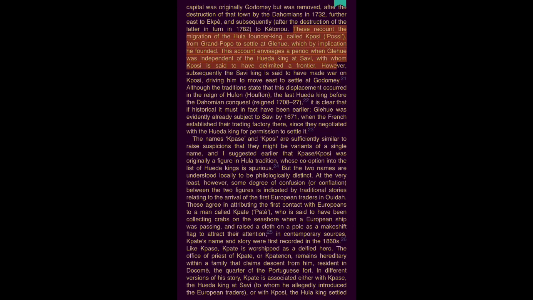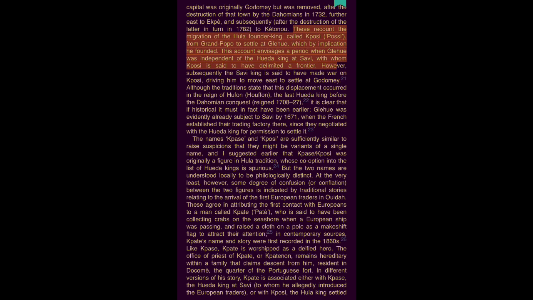whose capital was originally Gadami, but was removed after the destruction of that town by the Dahomeans in 1732, further east to Ekpi, and subsequently after the destruction of the latter in turn in 1782 to Katuno, another kingdom. These recount the migration of the Hula founder king called Kapsi Pasi from Grand Popo to settle at Glihu, which by implication he founded.